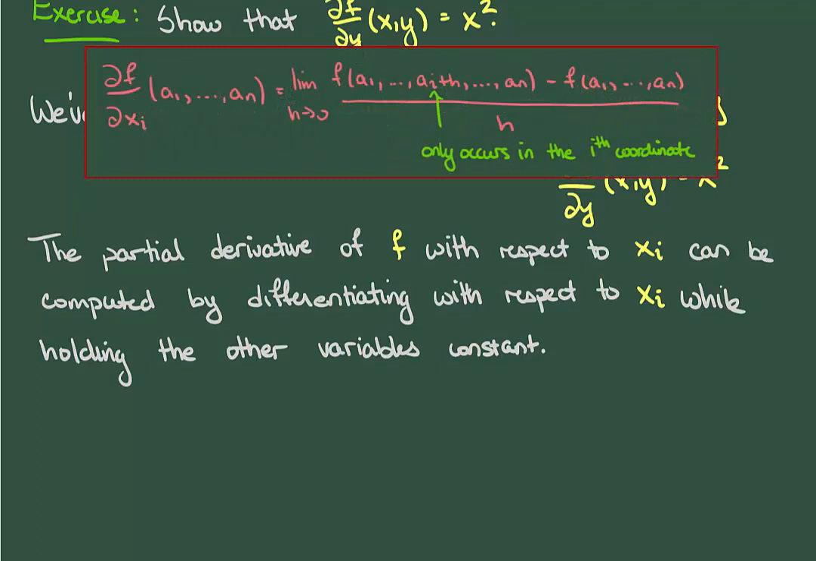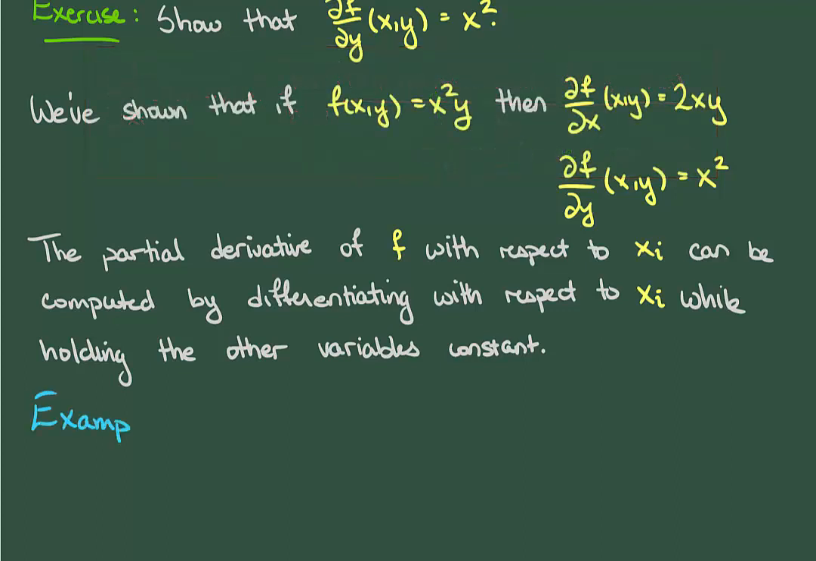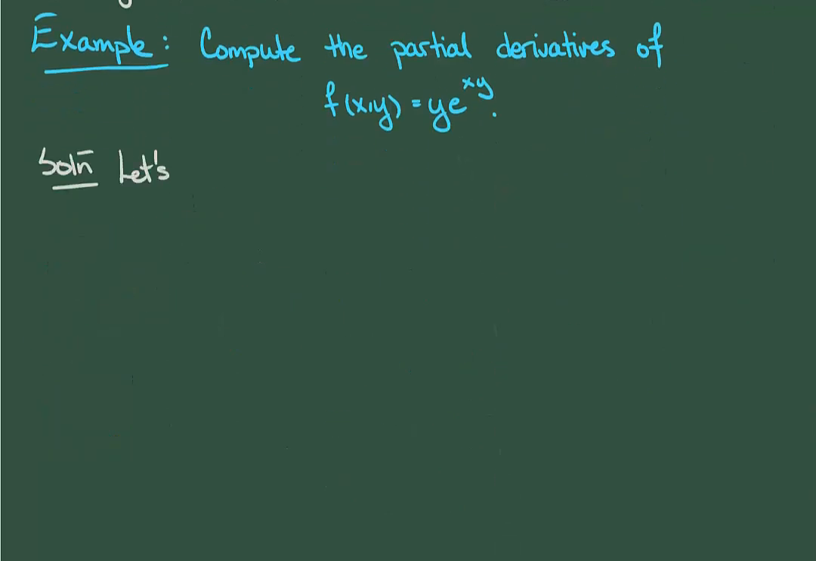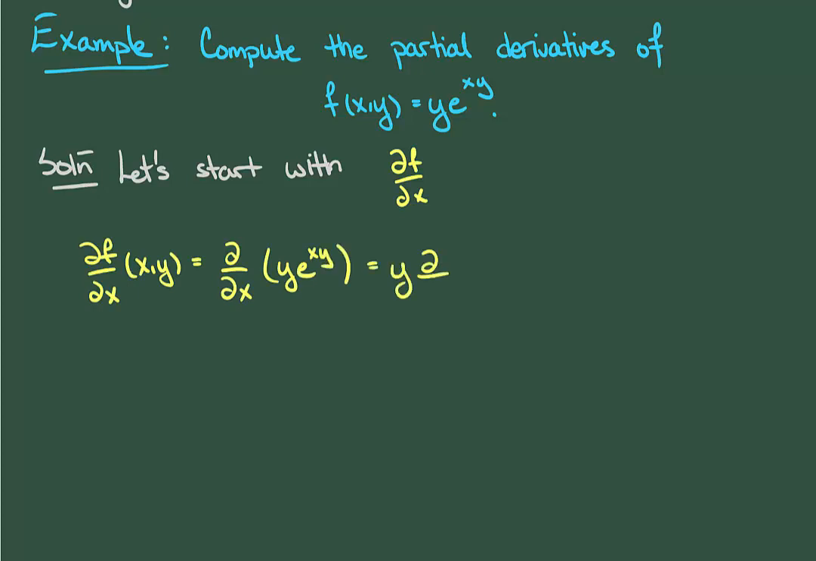And yeah, we can see that in the definition. It looks like we're only differentiating x sub i and leaving everything else alone. This is going to make computing partial derivatives way easier. For example, let's find the partial derivatives of y e to the xy. Starting with the x derivative, we're going to pretend that y is a constant, right? This means that I can take it out of the derivative computation. Differentiating e to the xy, but pretending y is a constant, thus gives us y e to the xy.